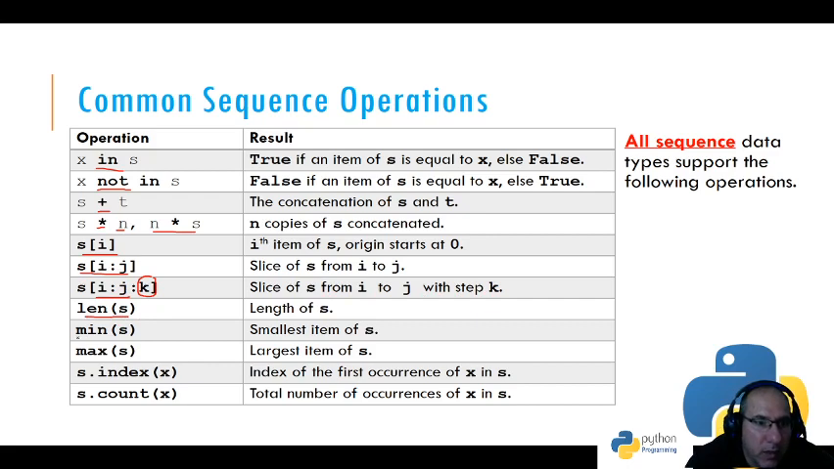We can use the built-in function len, and min to find the minimum value, the smallest item in S. We can find the max of S, the largest item in S. We can use index to find the index of the first occurrence of x inside S, and count, the number of occurrences of x inside S. These are very important functions to practice and use, and they come in handy when you develop your program. They contribute to the Pythonic way of programming and developing your Pythonic algorithm and Pythonic program.